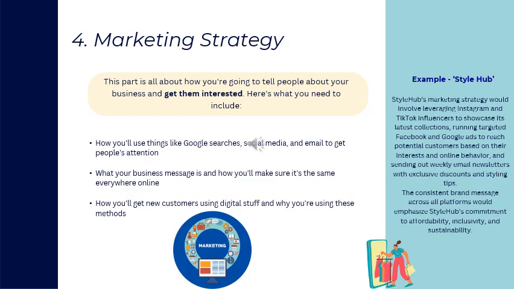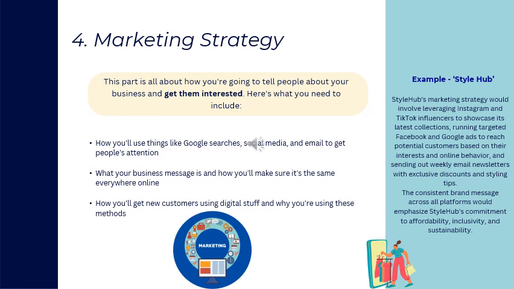Part 4. Marketing strategy. This part is all about how you're going to tell people about your business and get them interested. Here is what you need to include. How you will use things like Google searches, social media, and email to get people's attention. What your business message is and how you will make sure it's the same everywhere online. How you will get new customers using digital tools and why you're using these methods.